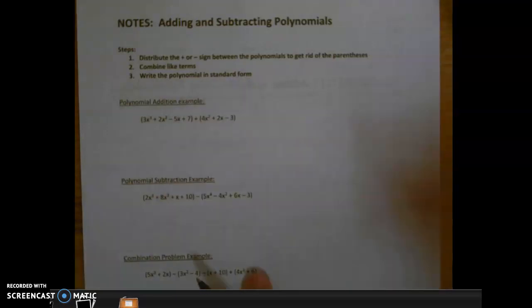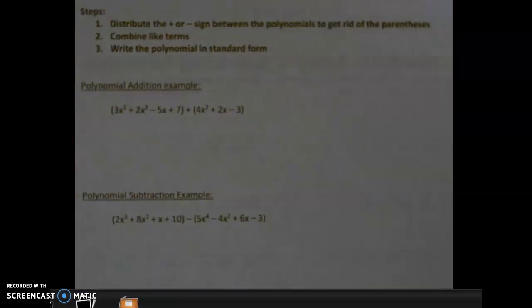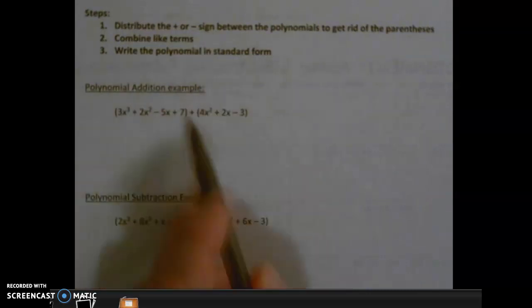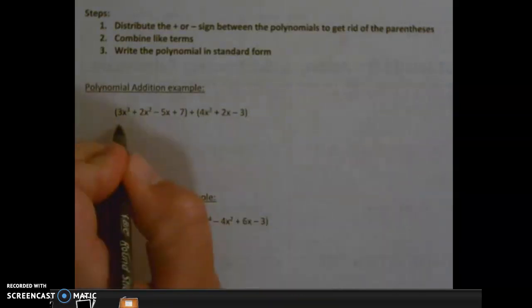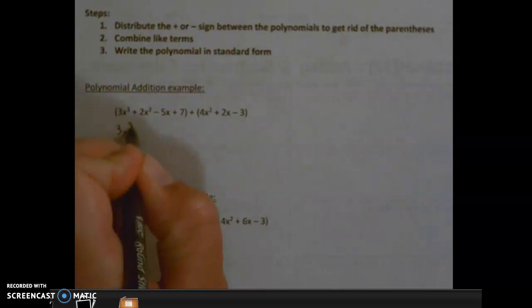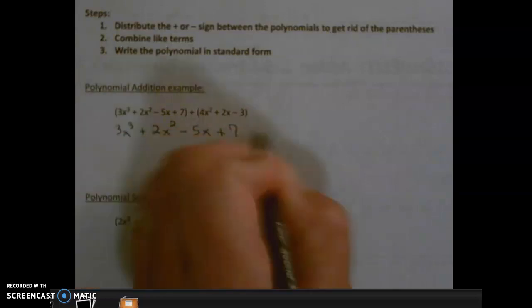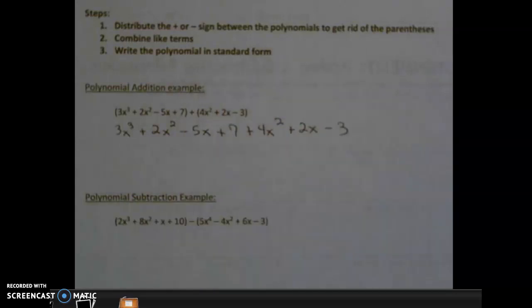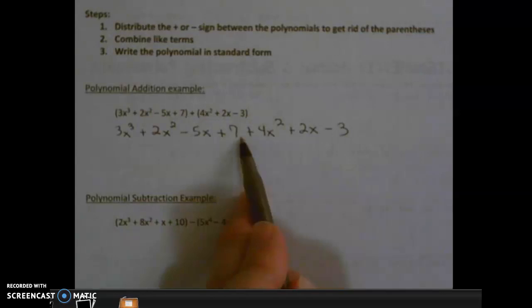So let's go ahead and look at number 1, the first example. Basically, it says distribute the plus or the minus sign. So it's a plus sign. If I distribute a plus sign to each term, they're going to stay the same. So we're going to have, okay, when you distribute a plus, these are all going to stay the same sign.